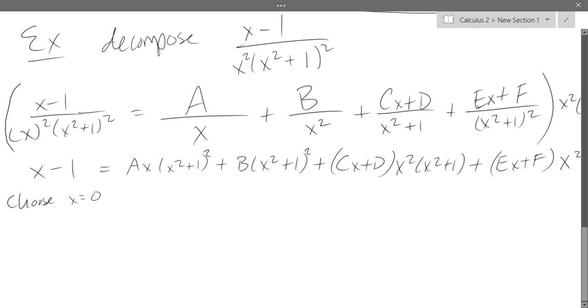So choose x equals 0, what do we get? Negative 1 on the left, we get 0 plus, it looks like B plus 0 plus 0, and we have negative 1 is B. So most things just disappeared.